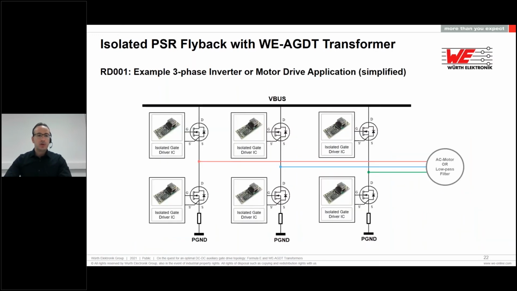Here we can see an example application of a 3-phase power inverter or motor drive. We can see how it is formed with 3 half-bridge stages in parallel, one for each phase, featuring a high side SiC-MOSFET device and a low side SiC-MOSFET device. Each silicon carbide MOSFET has its own isolated gate driver system, which is formed by the isolated gate driver controller and by the isolated auxiliary supply. Here we are showing variant B of the reference design RD001 as an example.